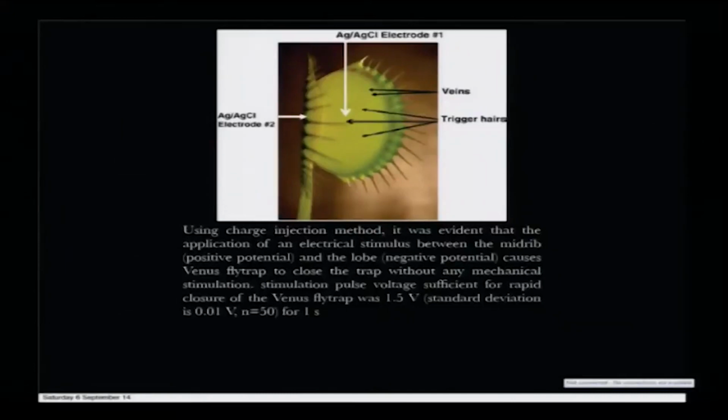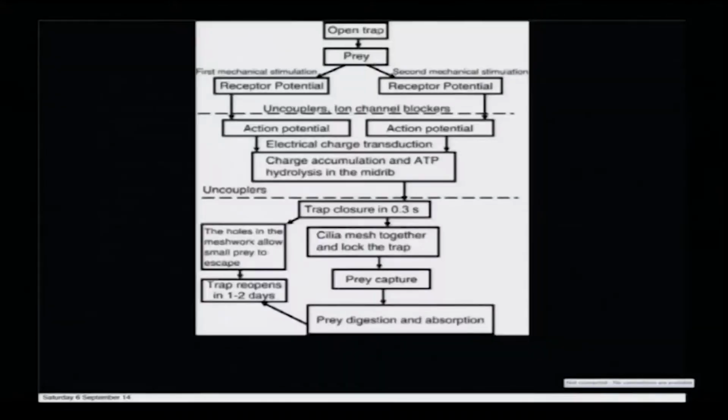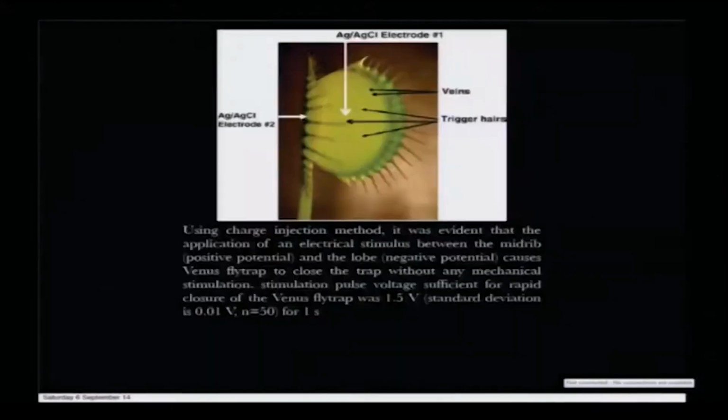Using the charge injection method, you can actually change the potential of the receptor. Receptor potentials could be changed by charge injection. Using the charge injection method, it was evident that application of an electrical stimulus between the midrib positive potential and the lobe negative potential causes the Venus flytrap to close without, mark this line, without any mechanical stimulus. The stimulation pulse voltage sufficient for rapid closure of the Venus flytrap was 1.5 volts.